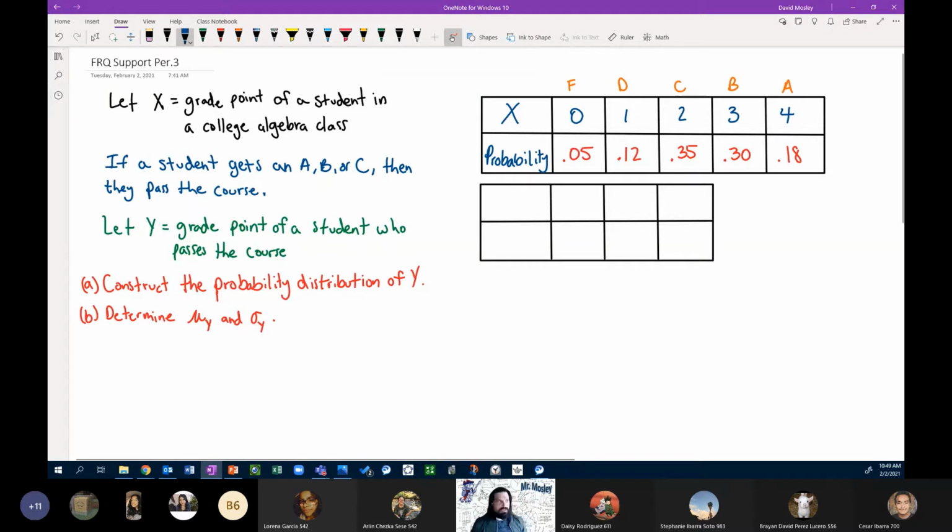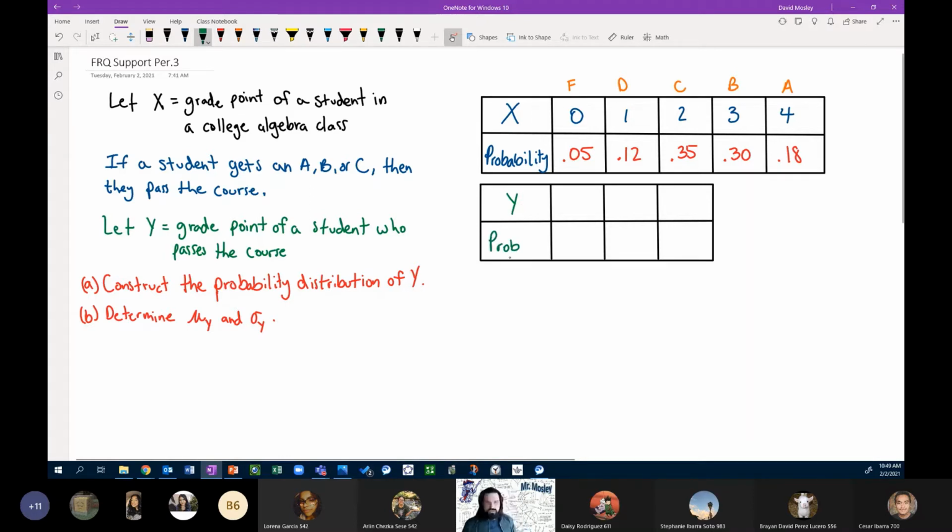So we're going to introduce a secondary random variable, Y, that represents the grade point of a student who passes the course, a student who's considered passing, which is students with an A, B, or C grade. Those are the ones getting credit for the course. They do not have to take it again. They pass.